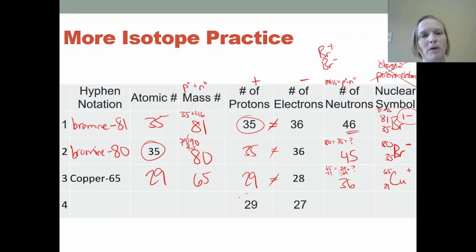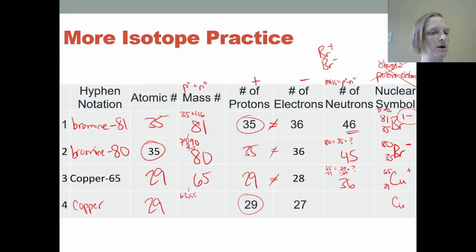In the last row, we have 29 protons. That must mean my atomic number is 29, and so I have the same element as in the previous question. We're dealing with copper, which has a symbol of Cu. Now, is this still copper 65? Let me check. I'm not told a mass number. I'm not told a neutron number, so this might not be copper 65. I'm going to look on the periodic table and use the atomic mass from the periodic table. Copper's value is 63.55.